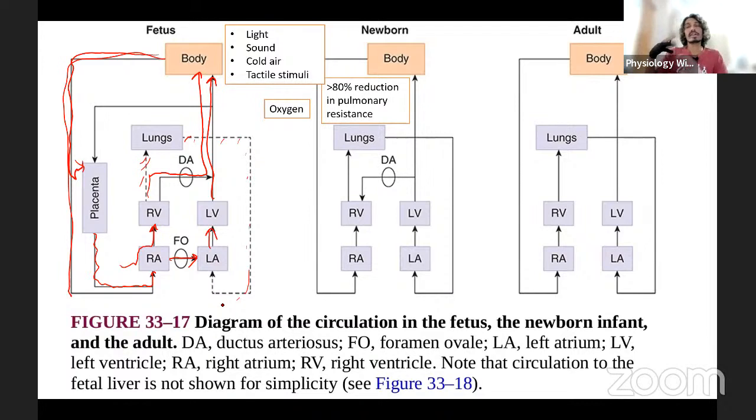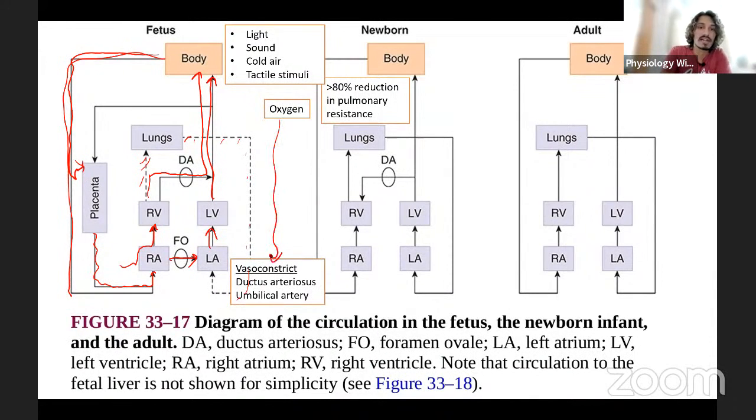Okay. So in your systemic circulation, vasoconstriction is what you see because of oxygen. In your pulmonary circulation, oxygen will result in vasodilation. Okay, so because of that, the resistance which was earlier there in the pulmonary circulation will reduce. Okay, that is one thing. The second thing is that oxygen will also result in vasoconstriction of your umbilical artery, ductus arteriosus, and vein. So now, as this is happening, what will eventually happen?